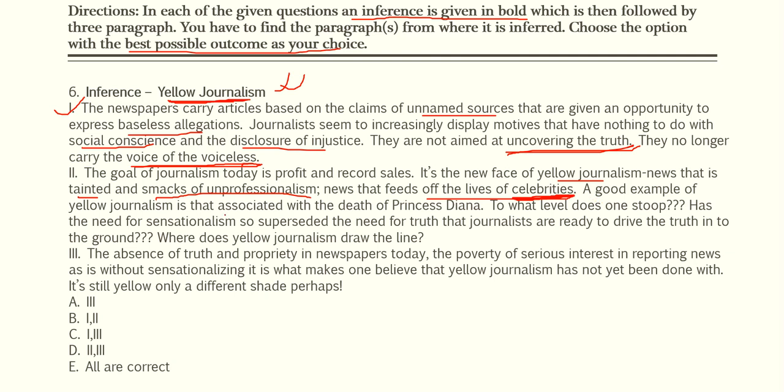A good example of yellow journalism is that associated with the death of Princess Diana. To what level does one stoop? Means, to what level does one go down? Has the need for sensationalism so superseded the need for truth that journalists are ready to drive the truth in the ground? Where does yellow journalism draw the line? Yes, it mentions everything about yellow journalism.